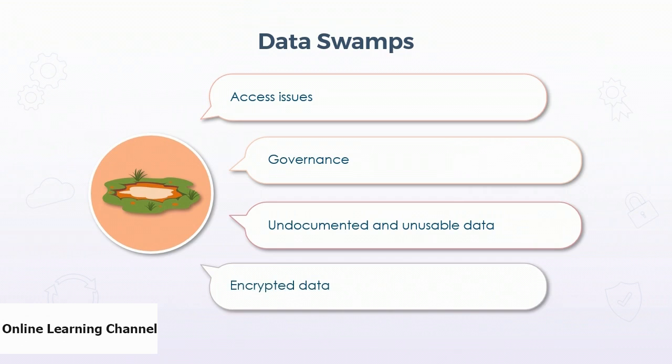And finally, for a data pond to flourish into a data lake, the data needs to be accessible. Accessibility can be hampered by the format of the data, for instance, if it's encrypted.